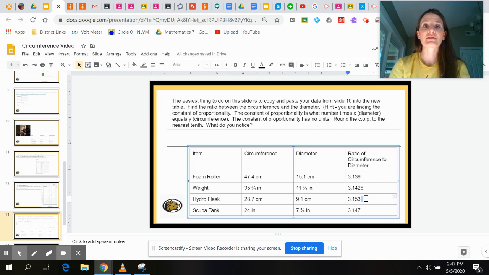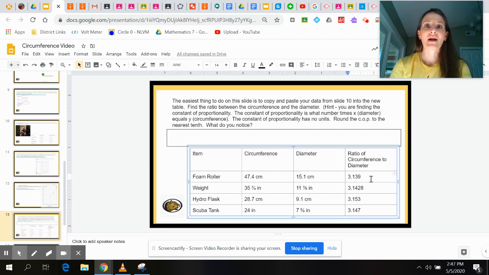So then I asked you guys to come up with the ratio of the circumference to the diameter. And I asked you to round to the nearest tenth, and to tell me what you noticed. Well, I didn't round to the nearest tenth. I kept it going to the thousandths and then the 10,000ths place. But what you'll notice is that the ratio of the circumference to the diameter is pretty close. It's the same. And it's actually pi, 3.1415 on forever and ever and ever.